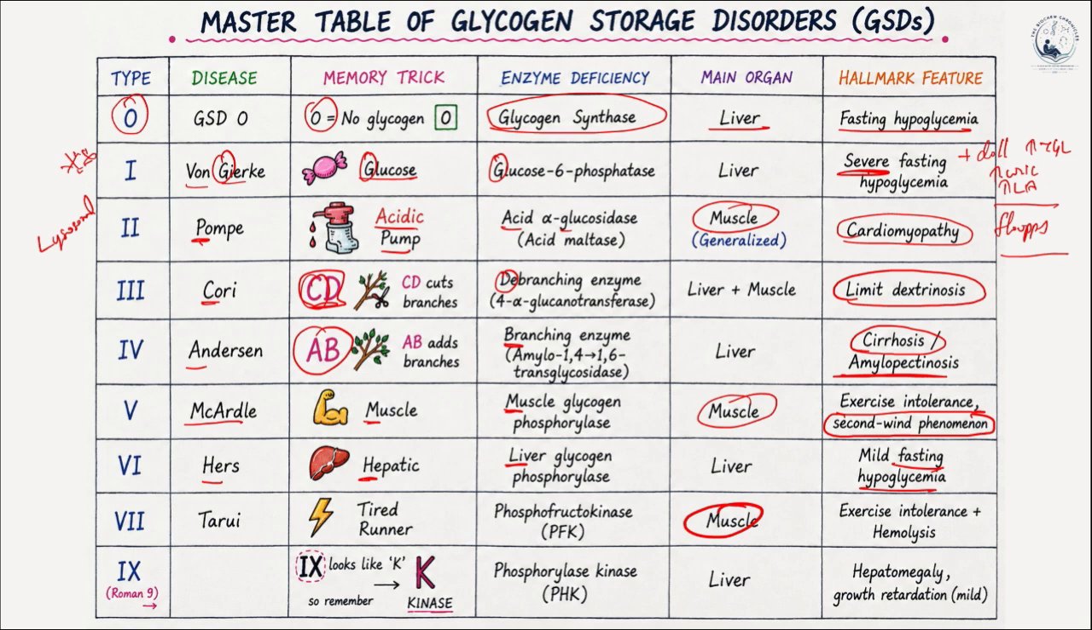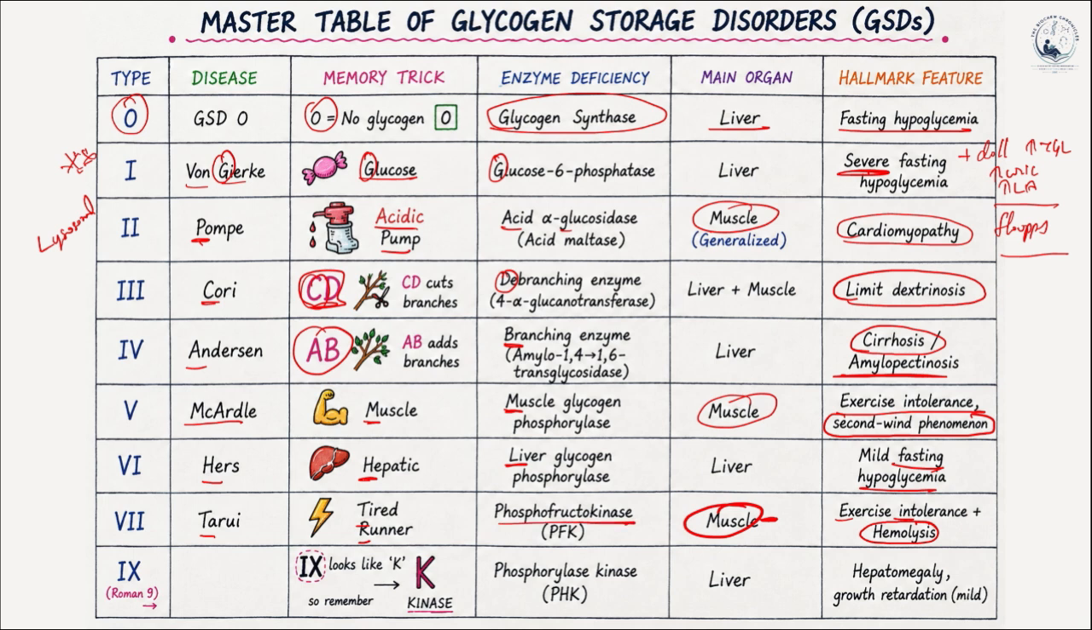Then coming to 7, Tarui's. Tarui's, remember tired runner. Why tired runner? Because it is a muscle form of glycogen storage disorder and they have an exercise intolerance. Another hallmark feature is hemolysis. So when you see hemolysis and exercise intolerance, think of Tarui. The enzyme that is defective here is phosphofructokinase.